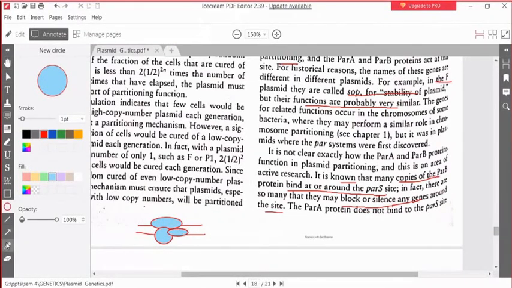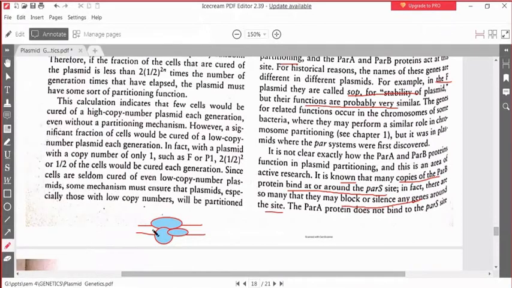This is the point. So many PAR B proteins actually bind there, so that you cannot actually see where PARS is present. So this is the point, that many copies of the PAR B protein bind at or around the PARS site. In fact, there are so many that they may block or silence any genes around the site.